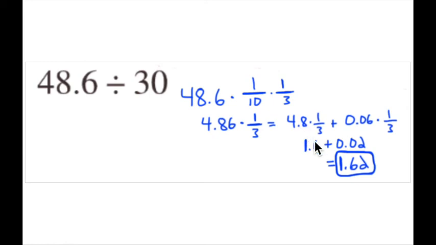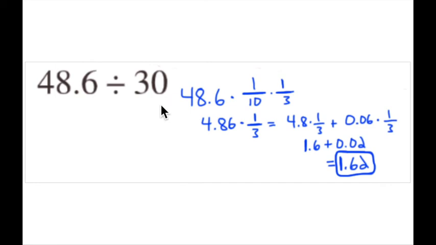So you just have to understand where the decimal point goes. If it's 48/10 and divide that by 3, it's going to be 16/10 as your answer. And 600 divided by 3 is 200 as your answer. Put them together and you get 1 62/100.